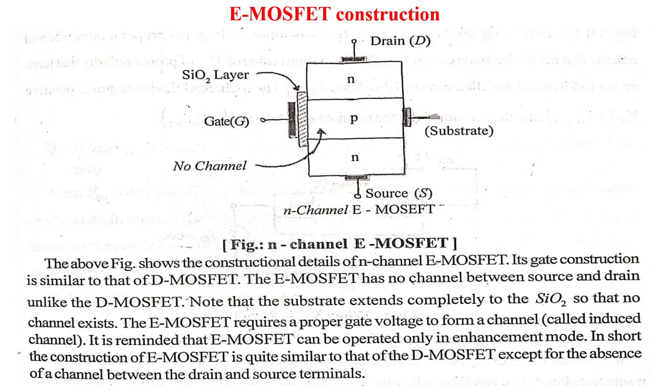Now consider drain to be positive with respect to source as indicated, and the two N-type regions here and the substrate form back to back PN junctions, this is one PN junction and this is another PN junction, as shown in the figure, through the substrate resistance.